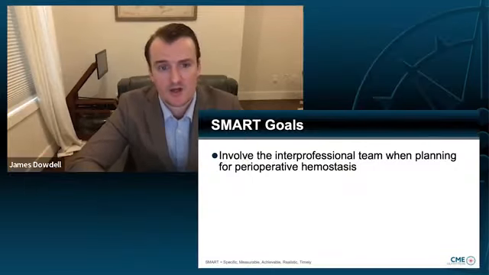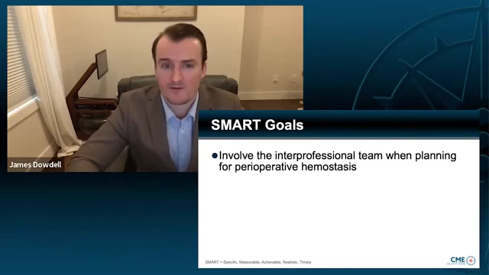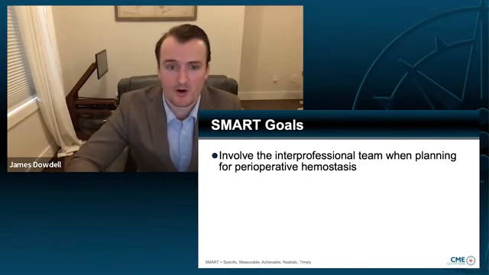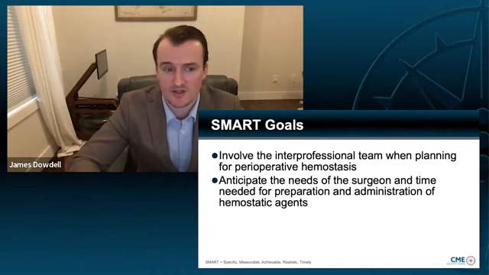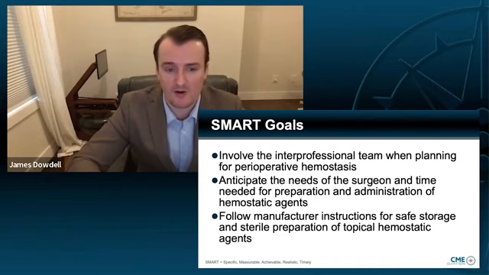Let's conclude with a few SMART goals, which are action items for you, our audience, to apply in practice. So number 1, you want to involve the interprofessional team when planning for perioperative hemostasis. Number 2, you want to anticipate the needs of the surgeon and time needed for preparation and administration of the hemostatic agents. I think Michael touched on this specifically with the fibrin sealants. And number 3, you want to follow the manufacturer instructions for safe storage and sterile preparation of topical hemostatic agents.